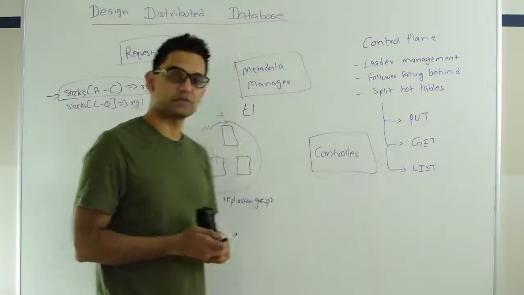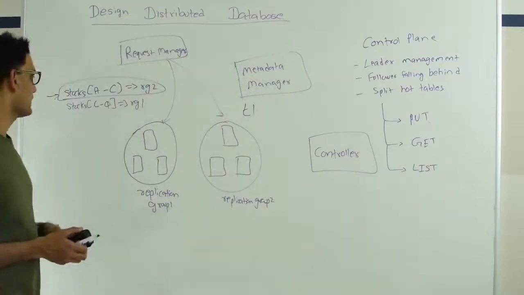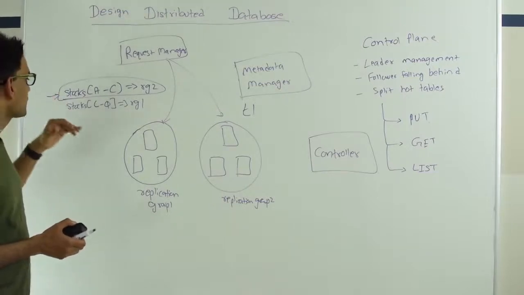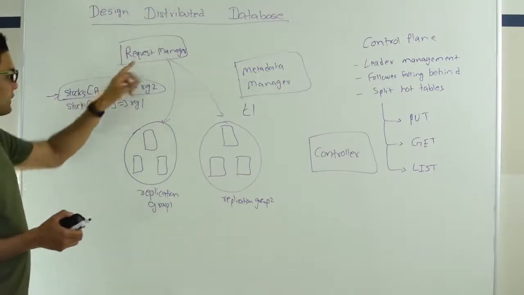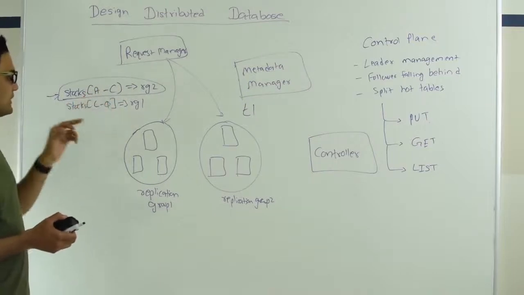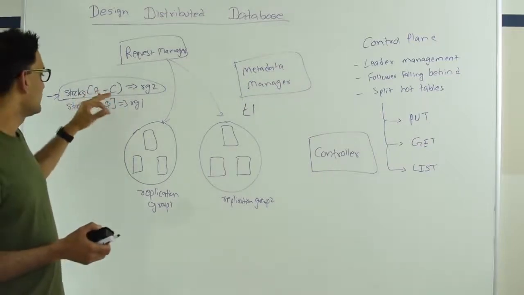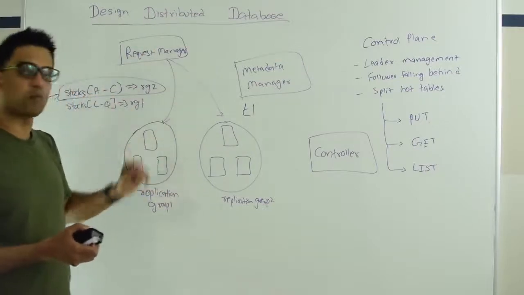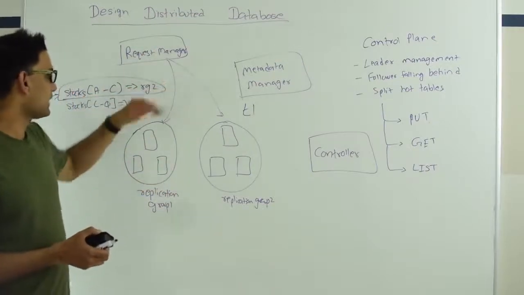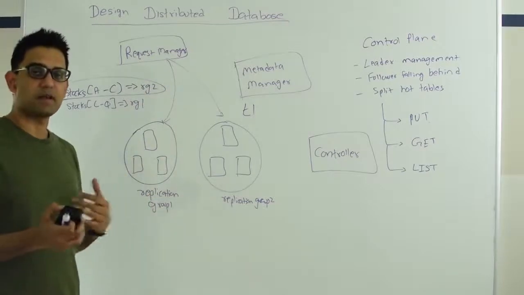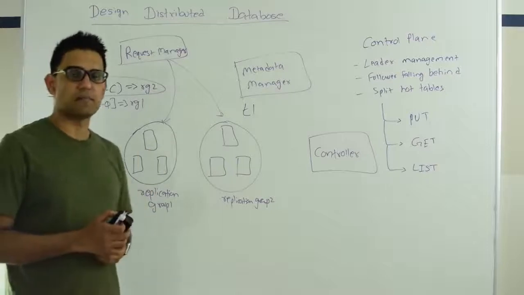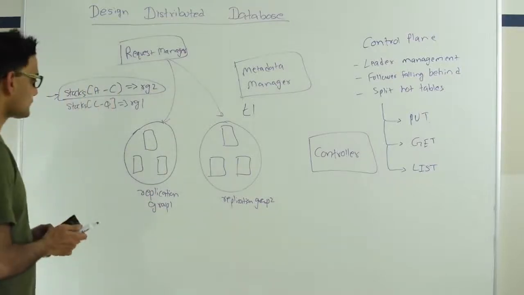Similarly, the list operation will work in the same way. If someone says, hey, give me a list of all the items in stock, when the request manager is talking between A to C, it knows that this part is under split, so it's going to talk to both replication group 1 and 2, get the data from both places, merge that data based on the sequence number, and return the result back to the client.